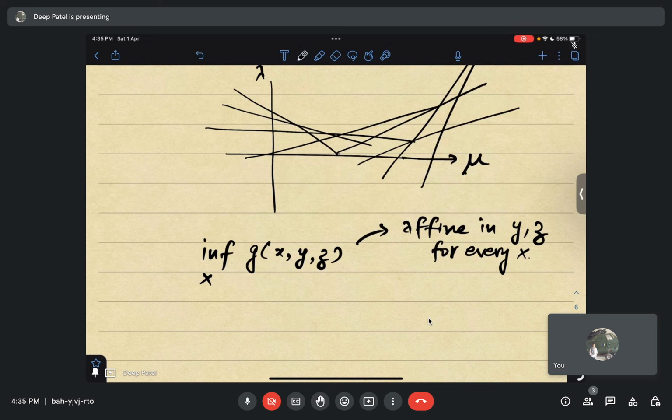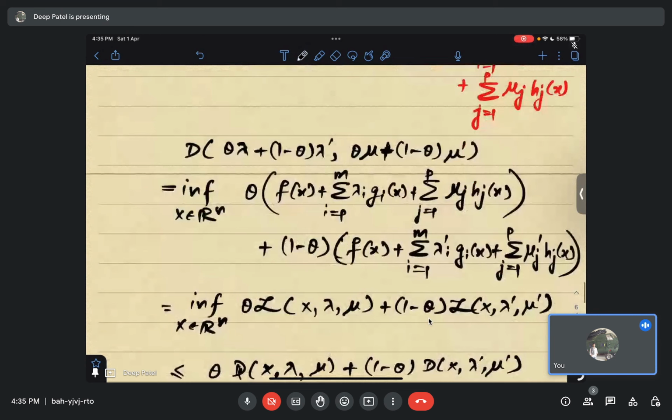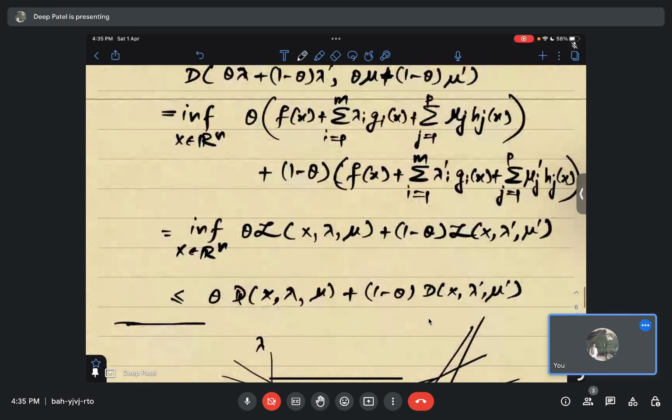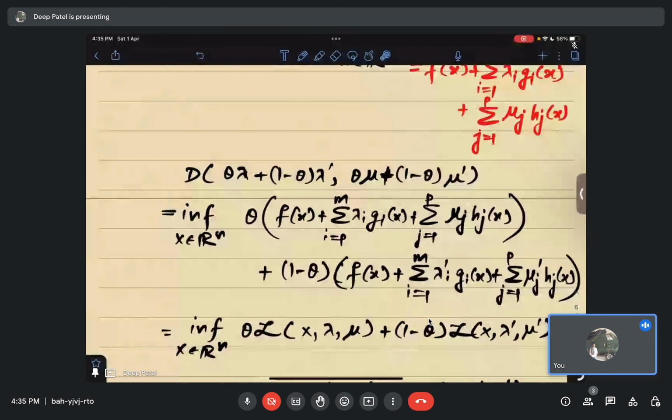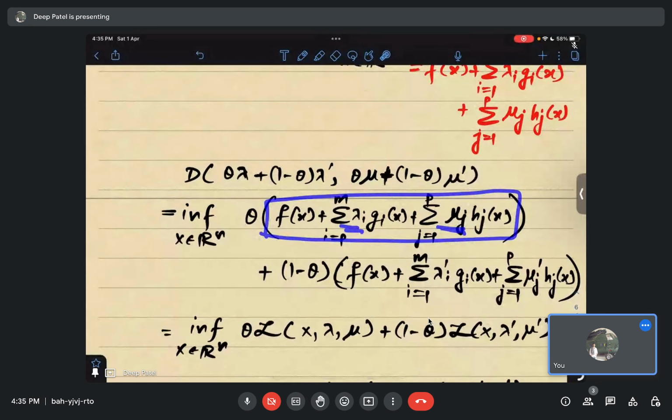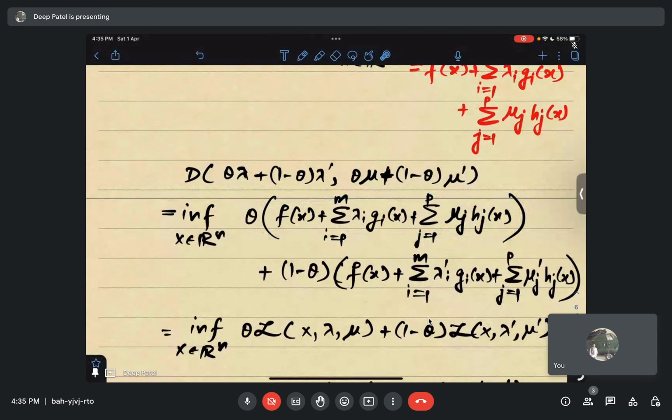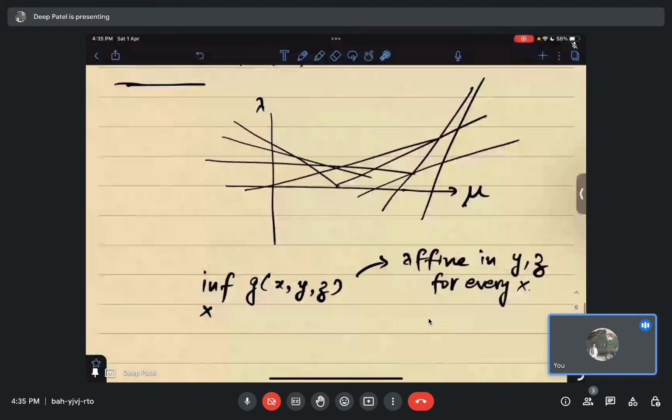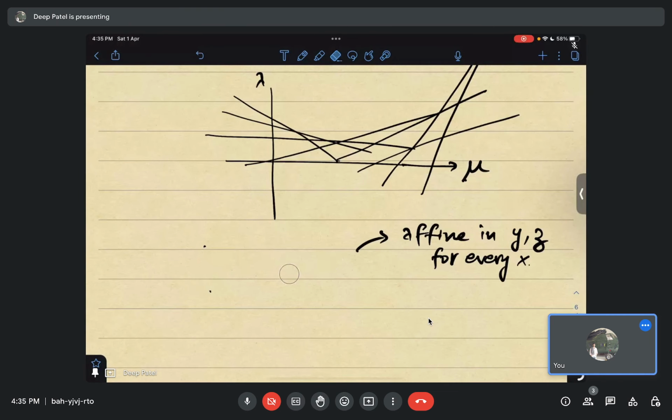So it will be like x transpose y, right? The representation. No, it can be as general as this. For example, this complicated function is affine in lambda and mu if I fix the x. But in general, it's a very complicated function, right? Okay, I'll just leave it here for now.